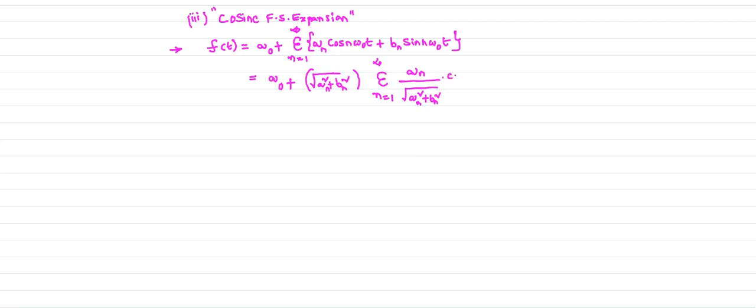So you can also represent the same trigonometric Fourier series expansion in terms of the sine function, so plus bn divided by square root of an square plus bn square, sin n omega naught t. So this is your modified expression of f of t.